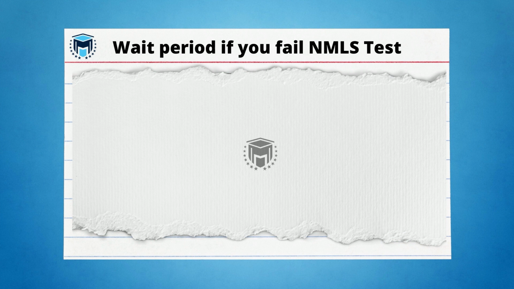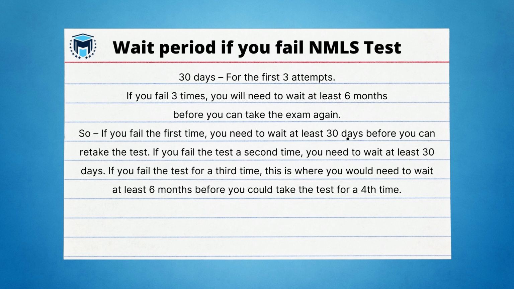The wait period if you fail the NMLS test. The wait period is 30 days for the first 3 attempts. If you fail 3 times, you will need to wait at least 6 months before you can take the exam again. So, if you fail the first time, you need to wait at least 30 days before you can retake the test. If you fail the test a second time, you will need to wait at least 30 days. If you fail the test for a third time, this is where you would need to wait at least 6 months before you could take the test for a 4th time.